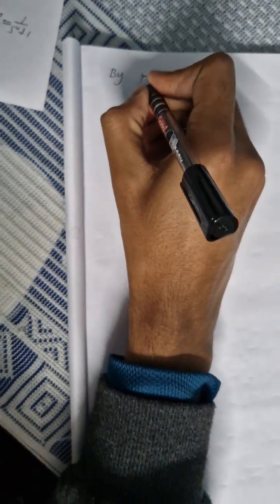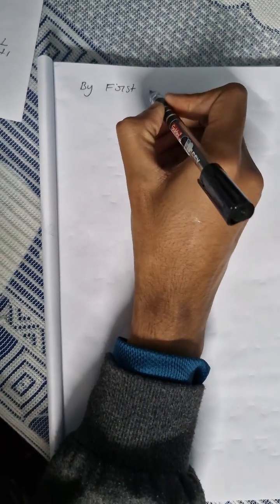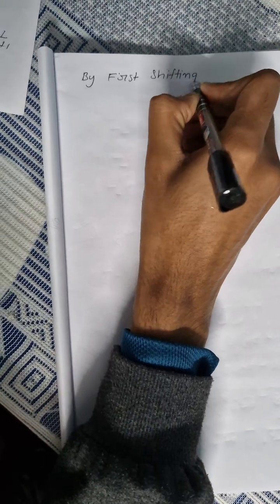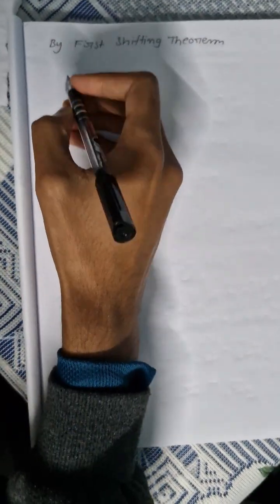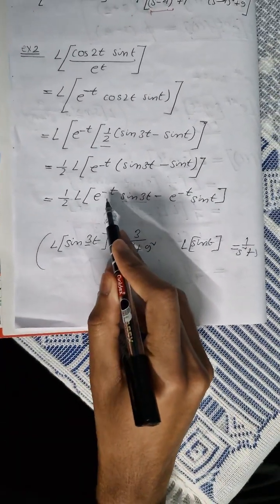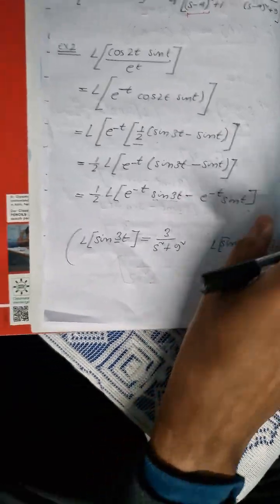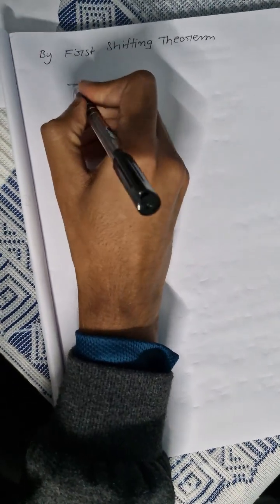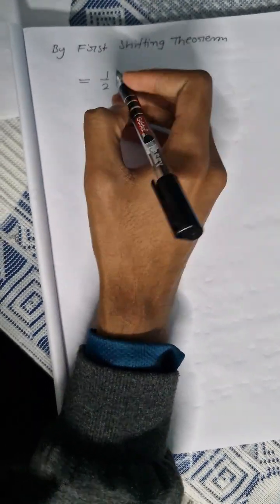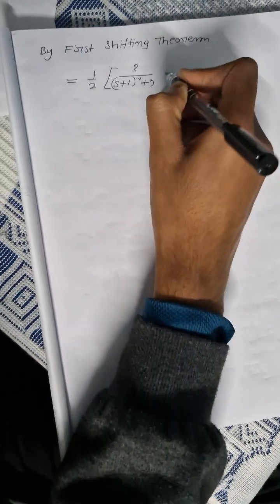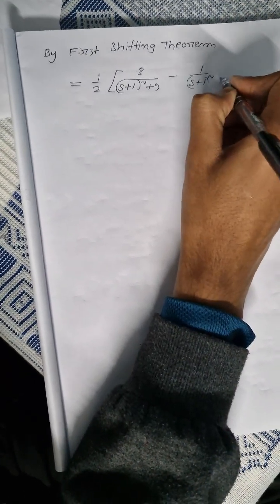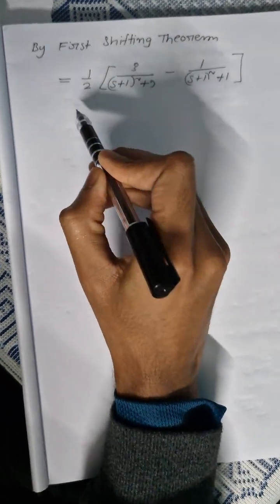So now by the first shifting theorem, this becomes, from here, 1 by 2 L of e to the power minus t sin 3t minus e to the power minus t sin t, equal to 1 by 2, the constant the same, and in brackets 3 by (s plus 1) whole square plus 9 minus 1 by (s plus 1) whole square plus 1. That is the answer of the question.